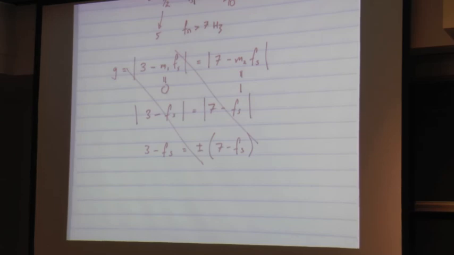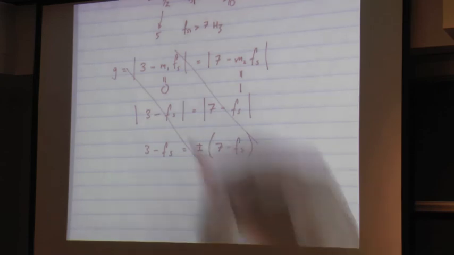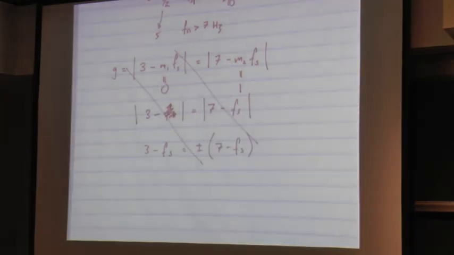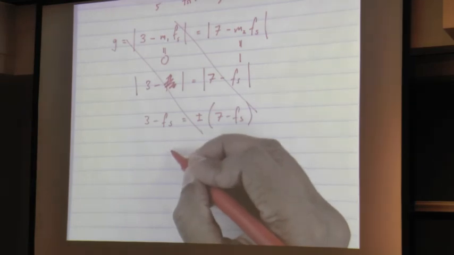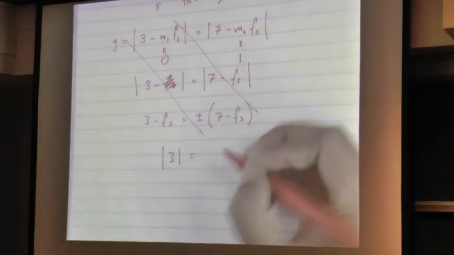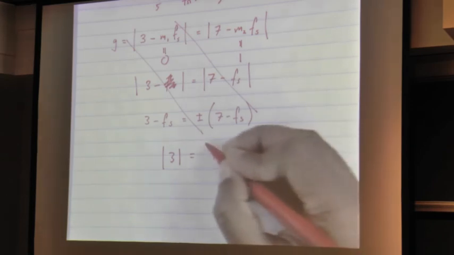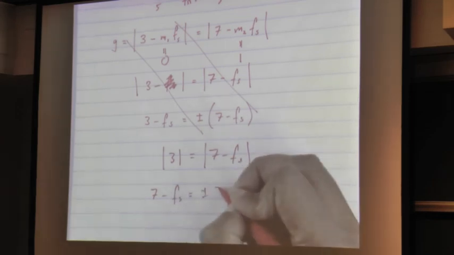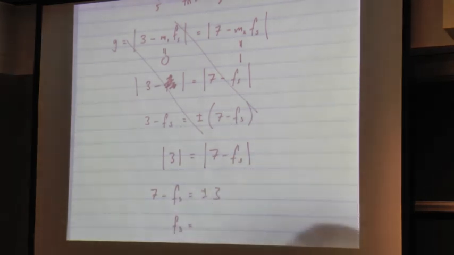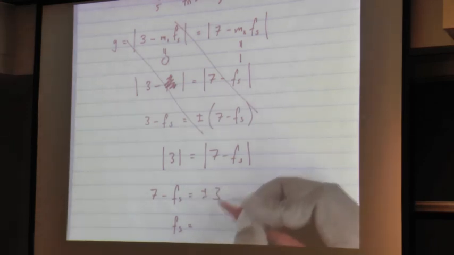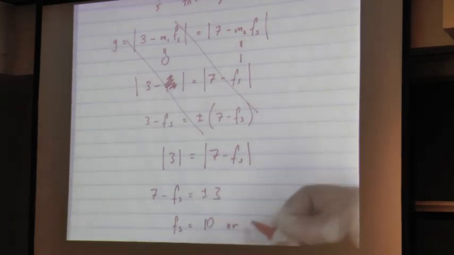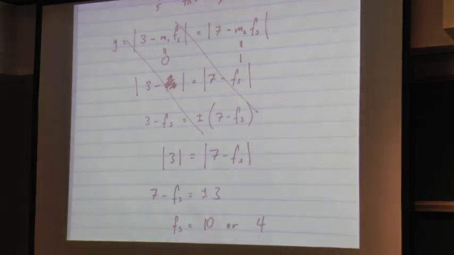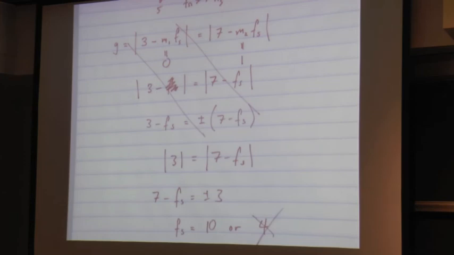Oh yeah. Okay. Right. So I wasn't getting the right answer. M1 is 0, so we can continue that. So you get absolute value of 3, which is just 3, equals 7 minus fs, absolute value. So 7 minus fs equals plus or minus 3, which gives you fs equals 10 or 4, and somehow that's not the right answer because 4 is less than 7, right? So 10 is the right answer.